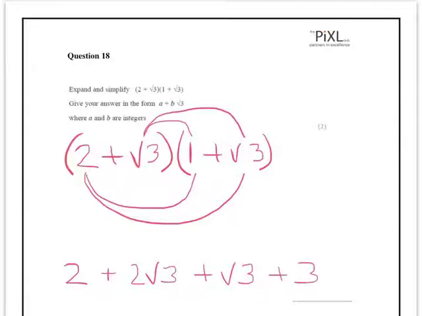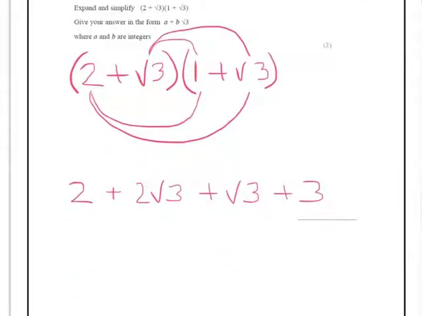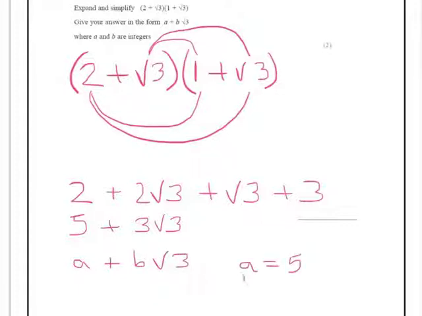Okay, so we need to just simplify this up a little bit. 2 plus 3 is 5. Just looking at the first and last term, 2 root 3 and root 3 is just going to be 3 root 3. It's a bit like simplifying algebra. There's 2 lots of root 3 and there's 1 lot of root 3, which means there's 3 lots altogether. So this is in the form a plus b root 3, where a equals 5 and b equals 3. That's it.